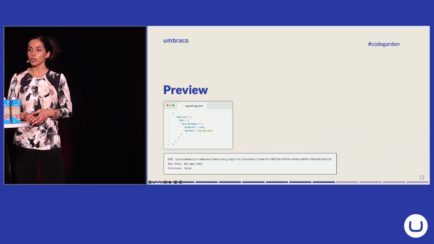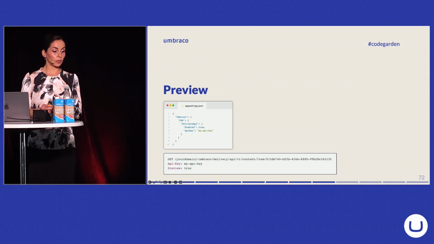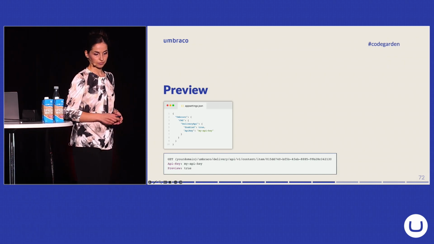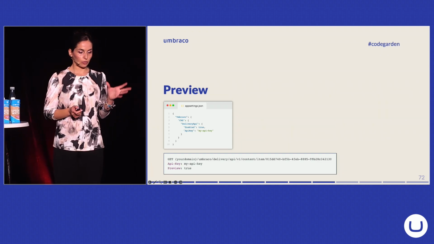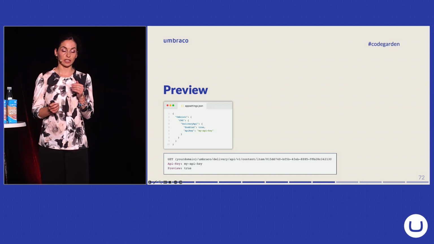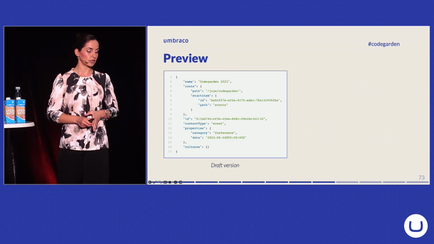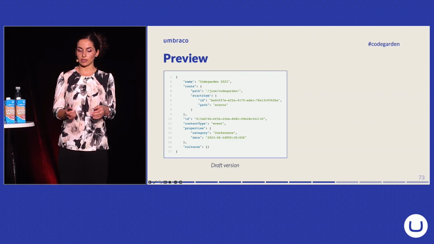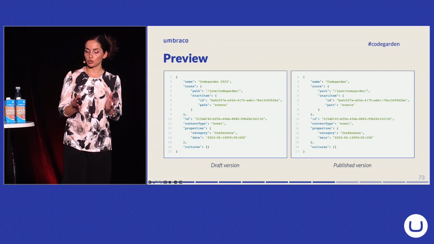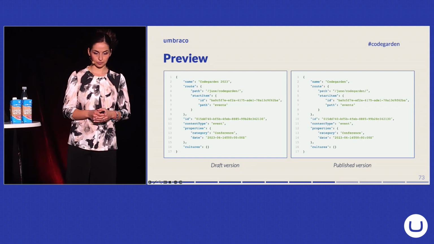In our configuration, where we have enabled the delivery API, we need to specify the API key that we are going to use in our requests. So then, once we have configured that, we can use the API header and then together with preview. And now we are going to get our draft version of the content item. And just as a comparison, this is what the published version looks like. And then the two are very similar. You can see that only the name changed.